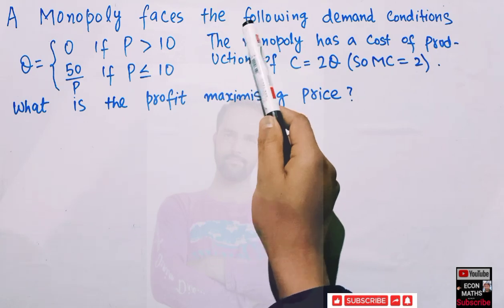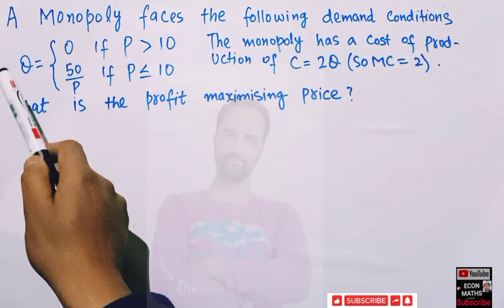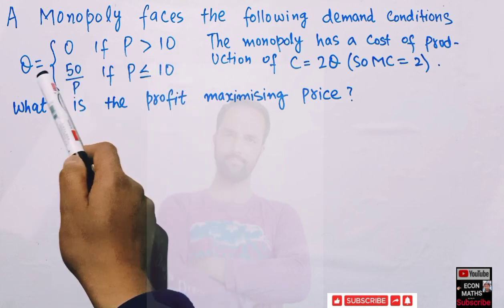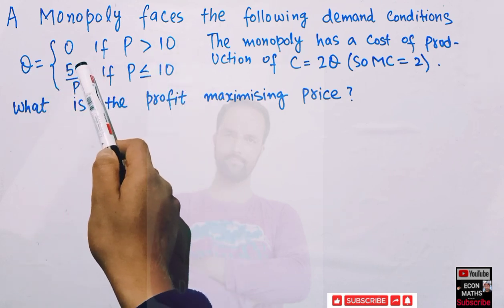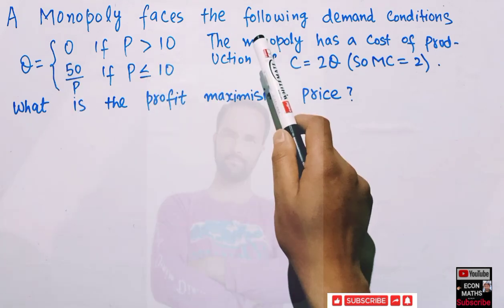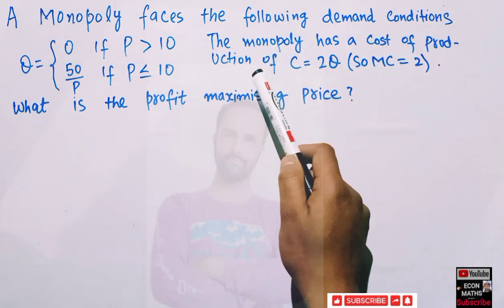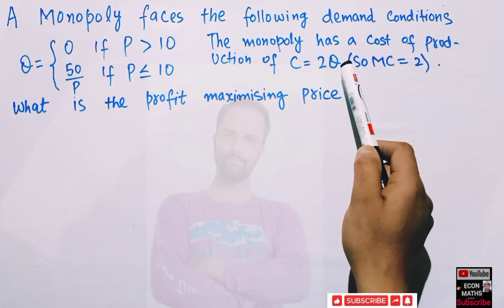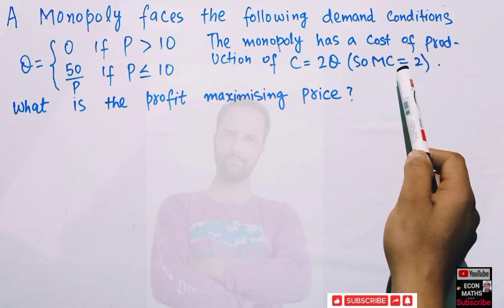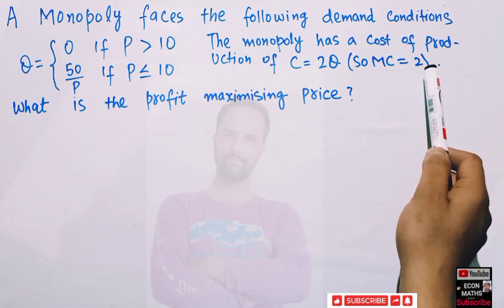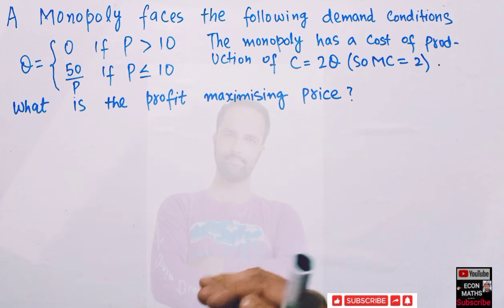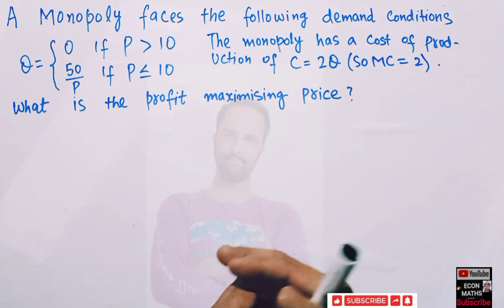A monopoly faces the following demand conditions. That is, Q is equal to 0 if price is greater than 10. Quantity demanded is equal to 50 upon P if price is less or equal to 10. The monopoly has a cost of production equal to C is equal to 2Q. That means total cost is equal to 2Q, so that marginal cost is obviously 2. What is the profit maximizing price? We have to find the price where the monopolist gets maximum profit.